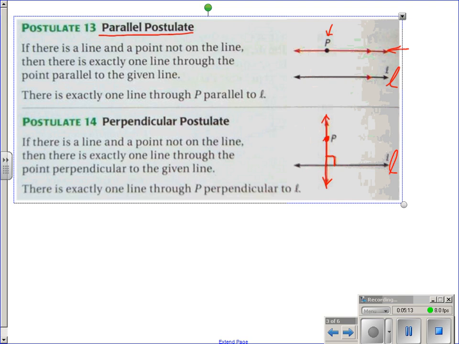We'll use these eventually. The parallel postulate, we'll use these in proofs of triangles. But for right now, it's a postulate, know the name, know what it says.